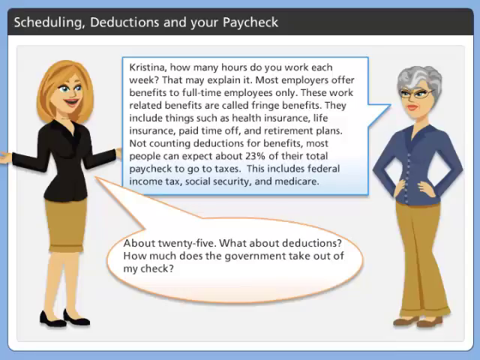What about deductions? How much does the government take out of my check? Not counting deductions for benefits, most people can expect about 23% of their total paycheck to go to taxes. This includes federal income tax, Social Security, and Medicare.